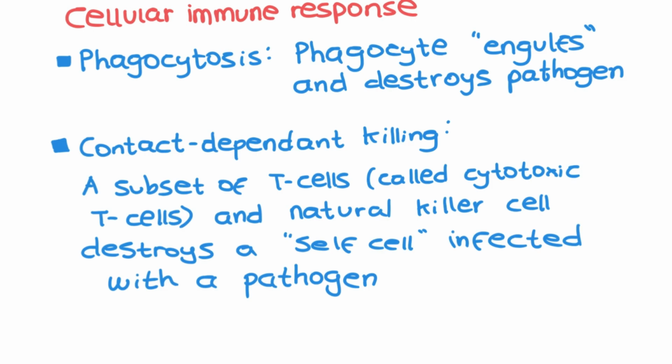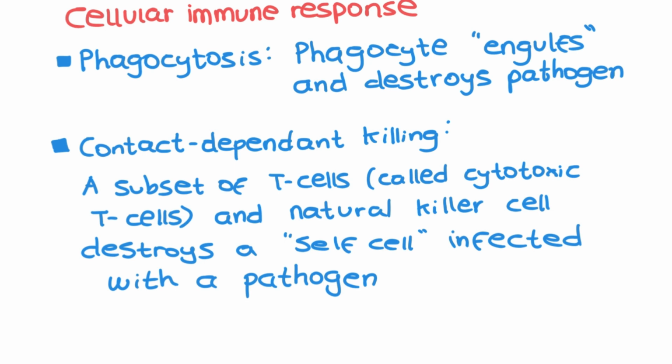So in phagocytosis, quite simply put, a phagocyte, which I discussed earlier, engulfs a pathogen, it brings the pathogen inside of itself, and inside of the phagocyte, the pathogen is then systematically destroyed and broken down into smaller constituents. In contact-dependent killing, a subset of T cells, known as cytotoxic T cells, more on this later in future videos, and natural killer cells, destroys a self cell infected with a pathogen.